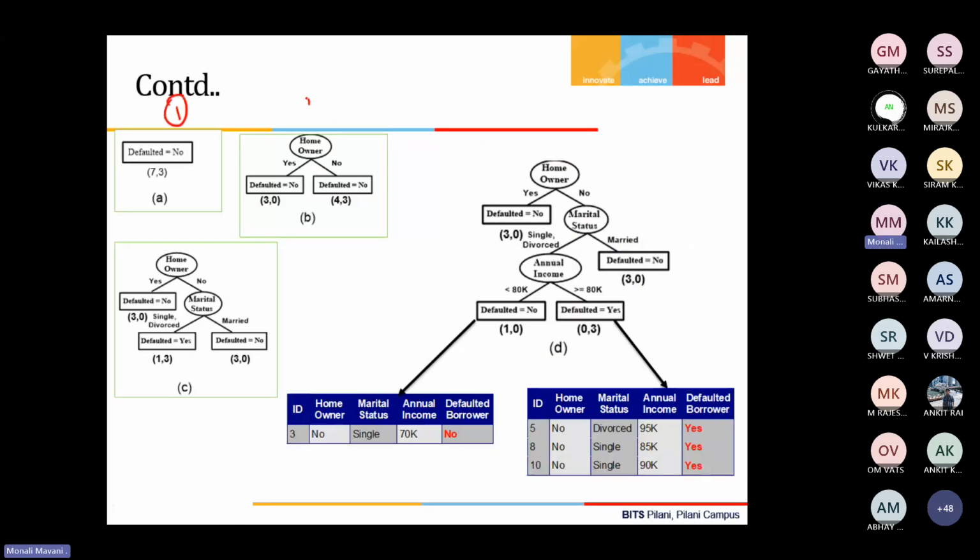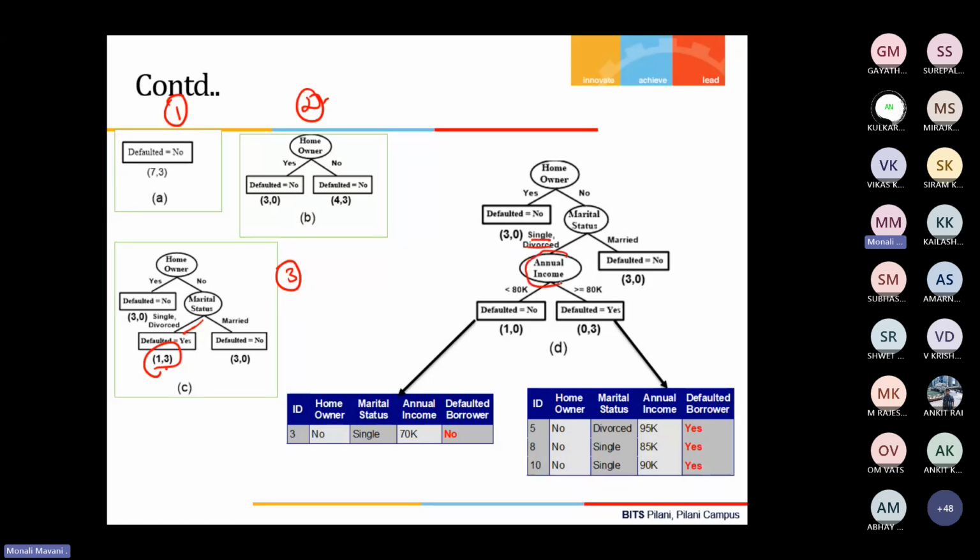This is the first iteration. This is the second one I did. A third I completed. In the third, I decided our algorithm can find out that the single divorce branch can be further expanded. So from marital status, the single divorce branch. It's a recursive algorithm, so we'll repeat the same thing.